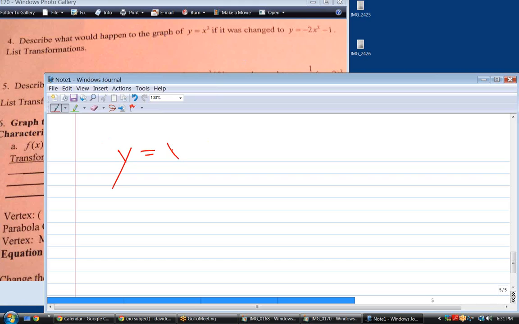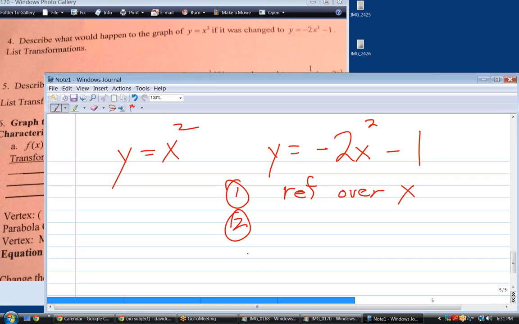If this is the elementary or parent function, what's the difference between this over here? In other words, it says list the transformations. It's been reflected. Okay. Reflected about what axis? Would be over the x. Reflected over x. That's the first thing. There's two other things going on. You can list them in either order. You always want to list your reflections first at the top.